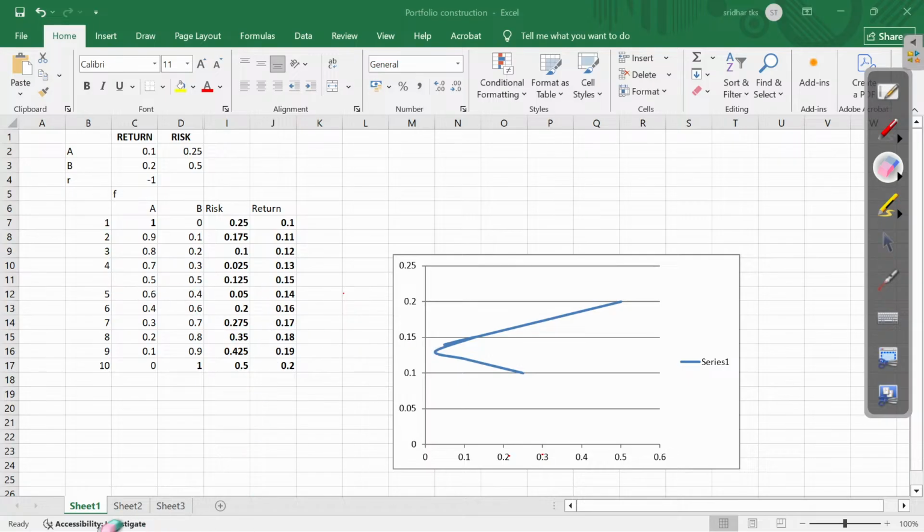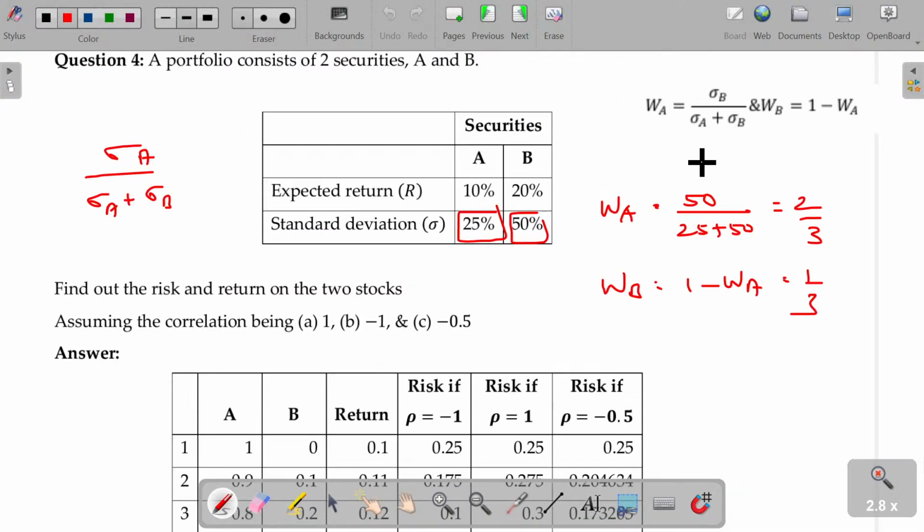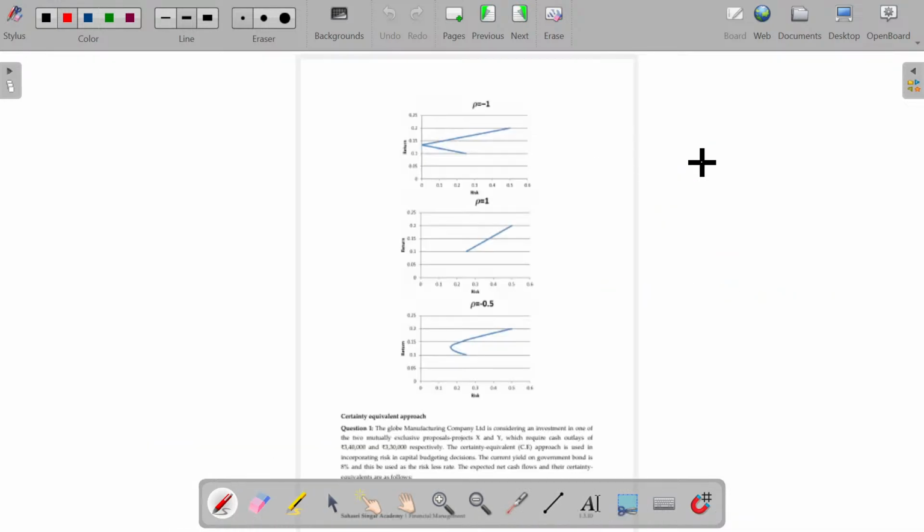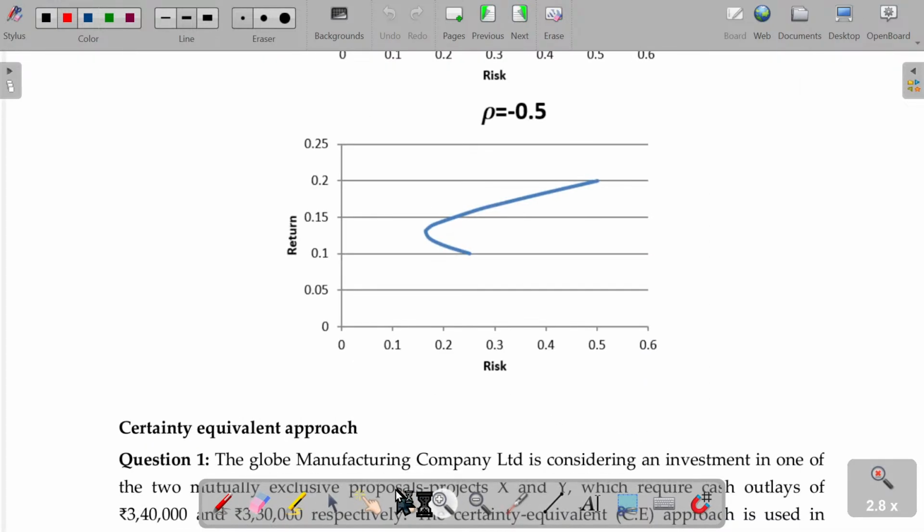What is perfect then? 2:1. 2 shares should be A and 1 share should be B, so that you can minimize the risk or even make it 0. Hope now you'll be able to understand the Markowitz model and all. Of course, this one is for your understanding, and I have given the picture also here for your better understanding.